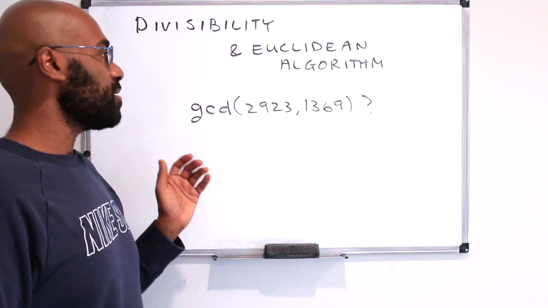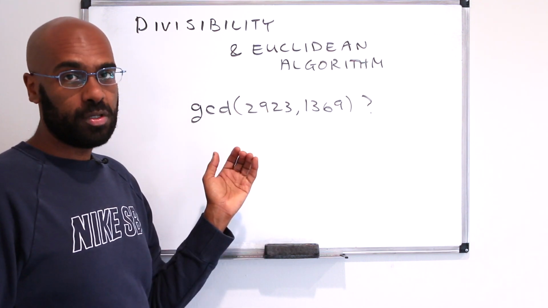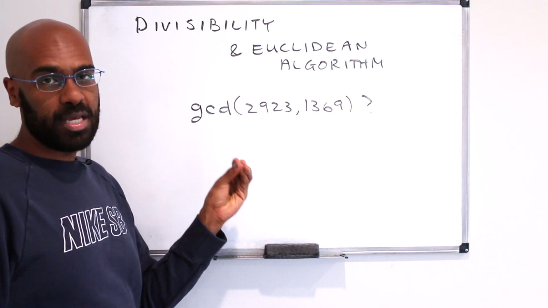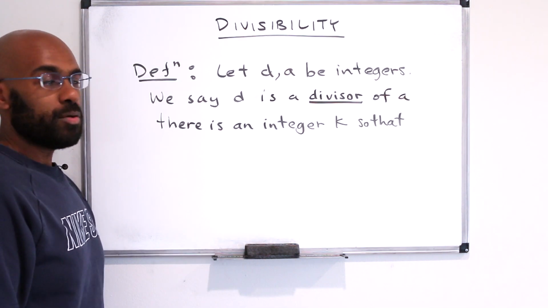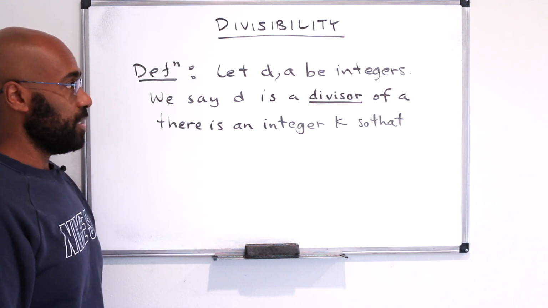In order to do this, we need to talk about the underpinnings of divisibility in general. So we're going to take some time to talk about divisibility and properties of divisibility before we talk about the actual greatest common divisor. So let's start with the fundamental definition of what divisibility ought to mean.